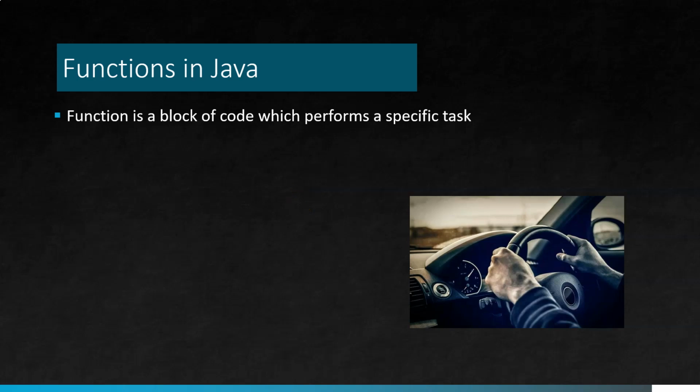Now let's look at what functions are in Java. Any block of code which can perform a specific task can be called a function in Java. Functions are also known as methods. If you remember, we came across the main method, from where the execution begins for every program. The main method is also a function which performs a specific task, which is to start the execution of your program. Similarly, you can write your own function.